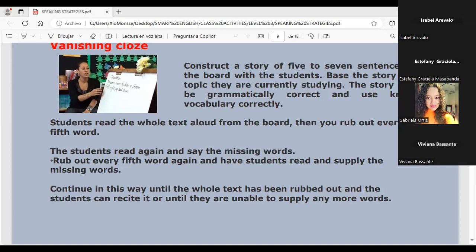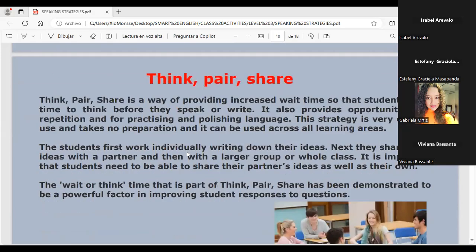For example, if you eliminate a word of the paragraph, or three or 5 words, and you are learning synonyms, you can ask, which word can I put here, for example? You can ask them to do that, okay? Do you understand this vanishing clothes? Did the students? Yes, teacher. Yes, ma'am. Okay, let me know if something is not clear.